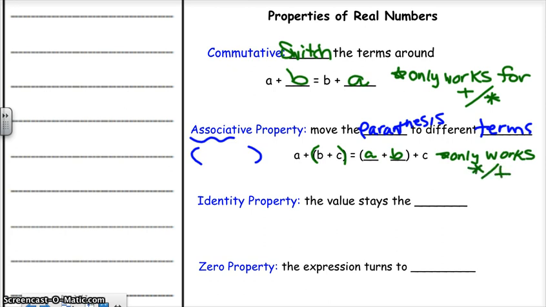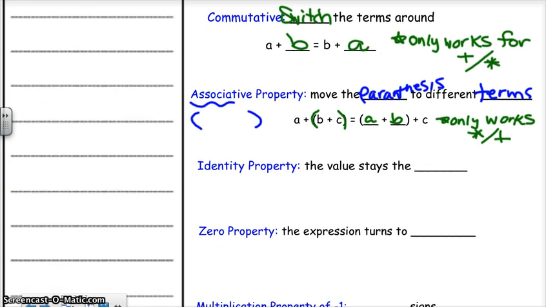I flipped that. I applied the commutative property there. Notice? Okay, so, got it?